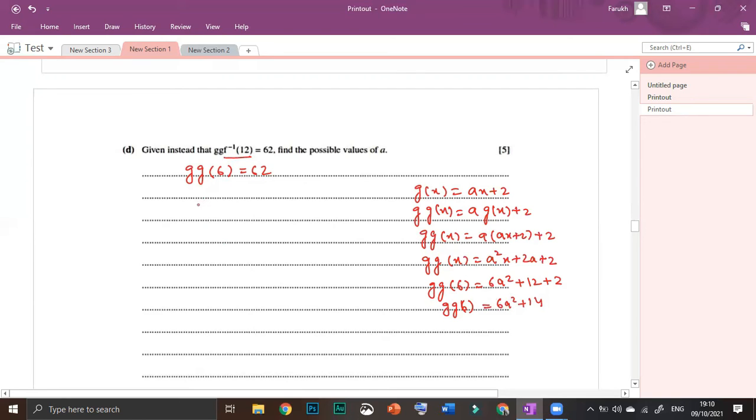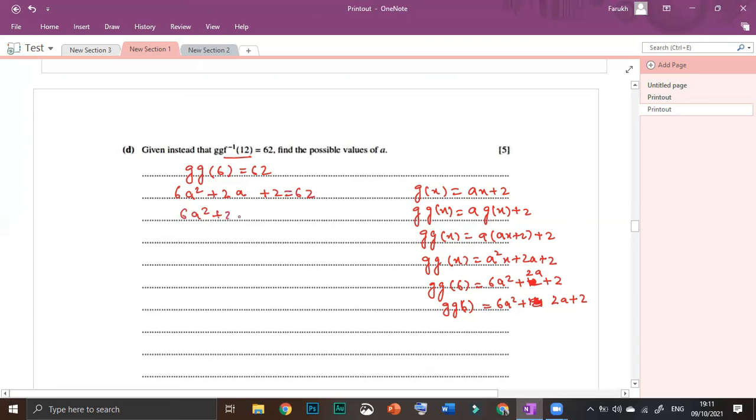Now, sorry, this one is 2a, simply 2a, and this one is 6a square plus 2a plus 2. Now g of 6 is 6a square plus 2a plus 2 is equal to 62.